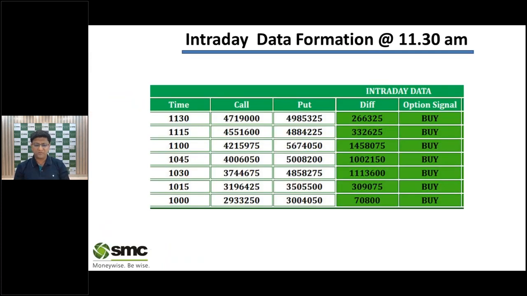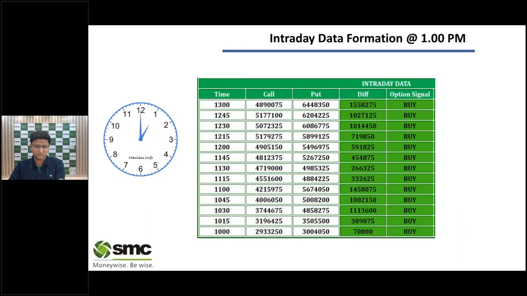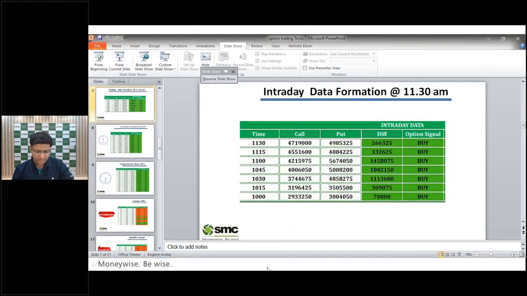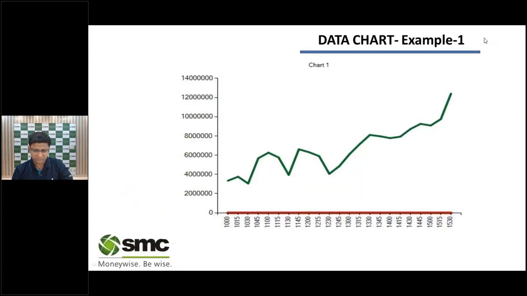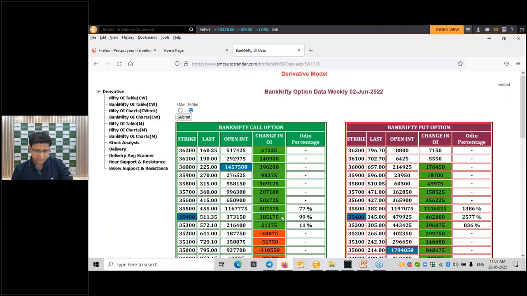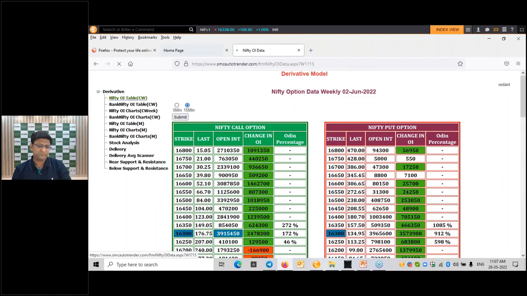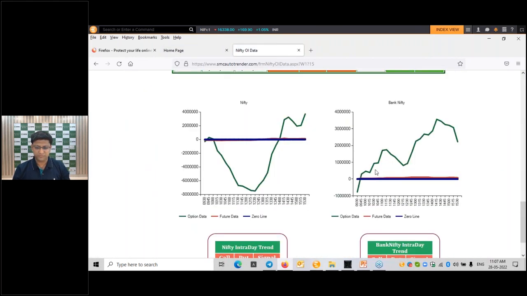So now coming back to the concept, we have discussed some practical examples. What we track is the slope of PCR data. The chart that you are looking at is the slope of PCR data. How to find this? We have this in our software, which is called SMC Auto Trender. If I go to the data, see the slope. This is the slope of PCR data.